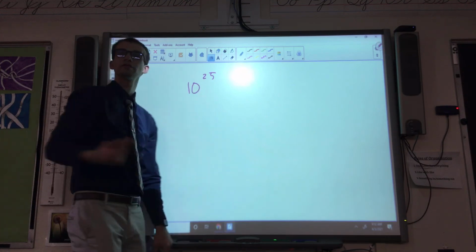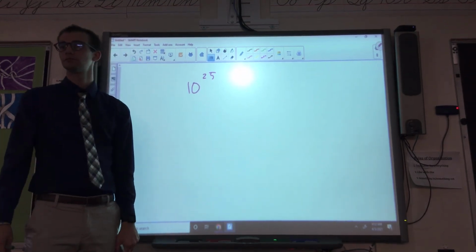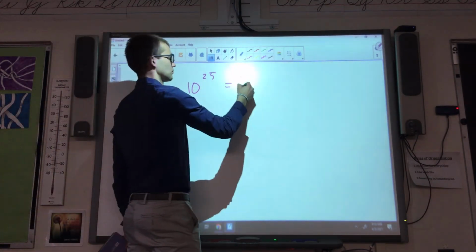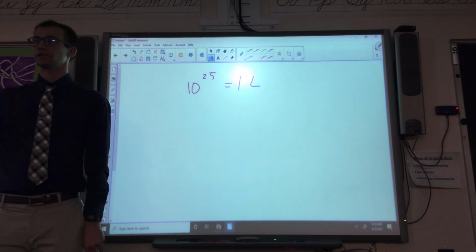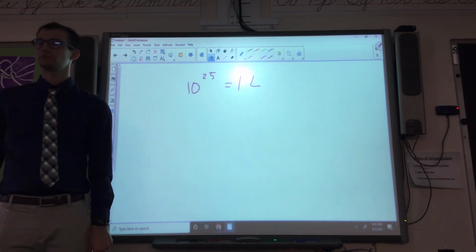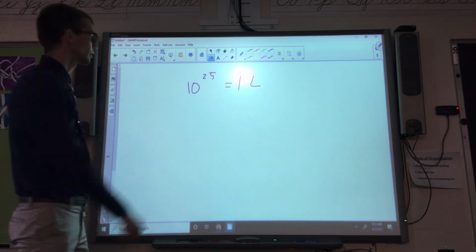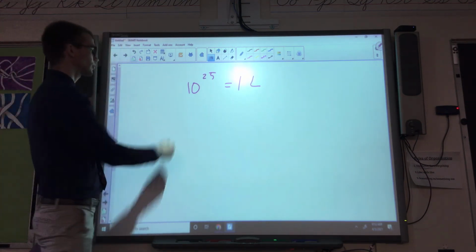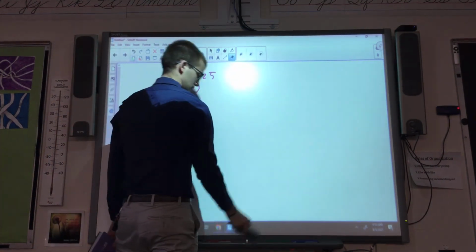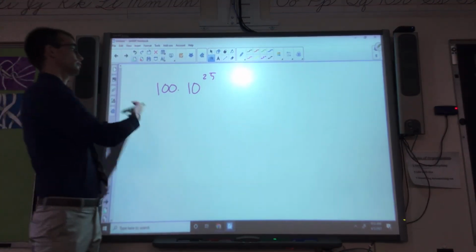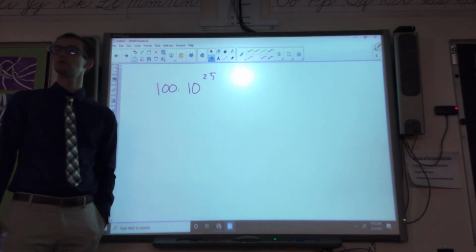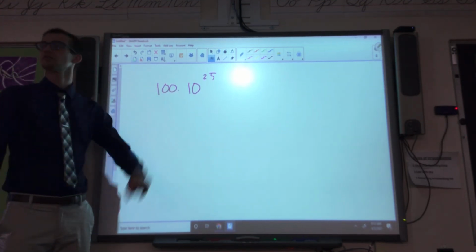So this is 1 liter. If there's 100, what are we going to do with it? He has 100 liters. So if he has 100 of them, we're going to do what with that? Times 100. Multiply by 100. If you're multiplying by 100, that is what? Think about exponential notation. We want this whole thing in exponential notation. What is 100 in terms of exponential notation?